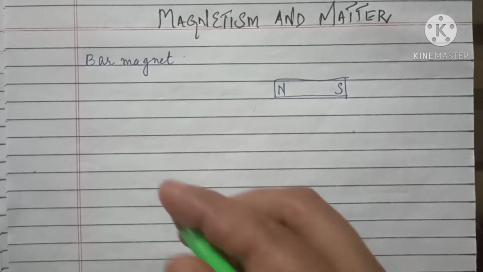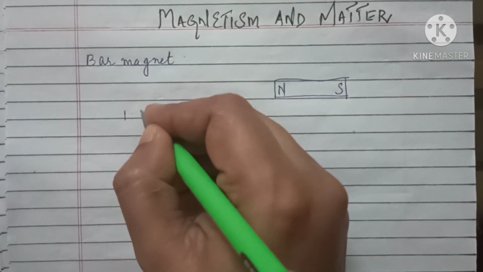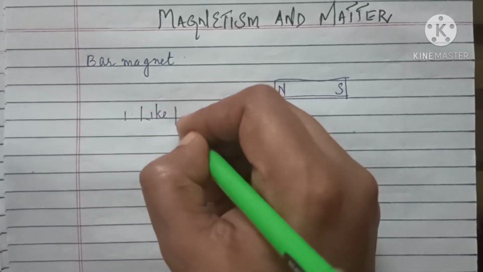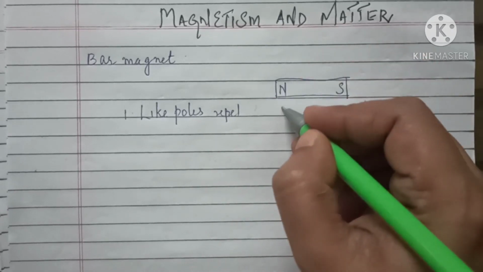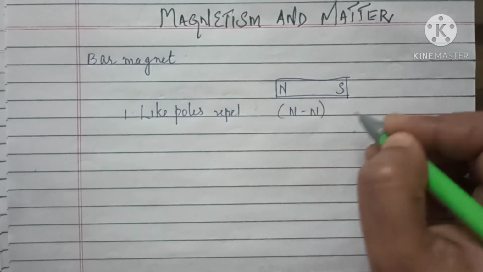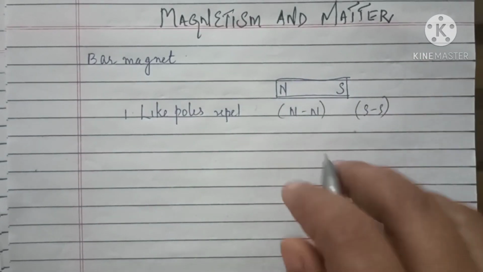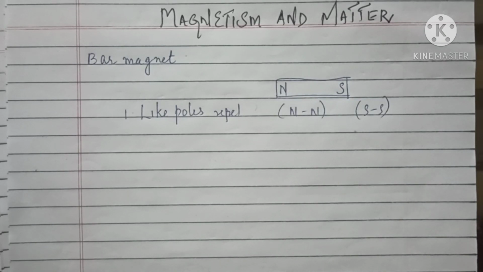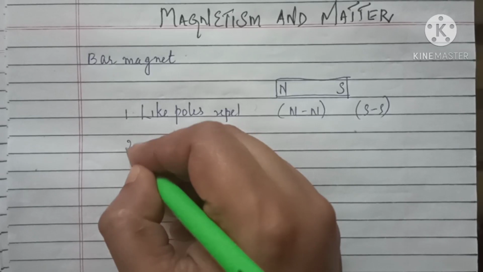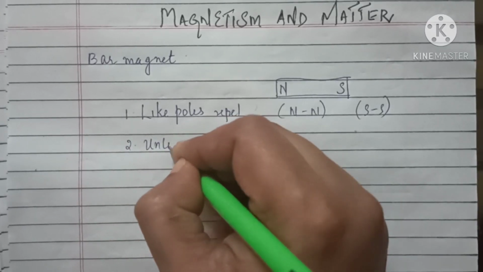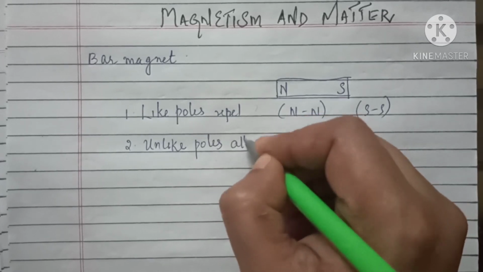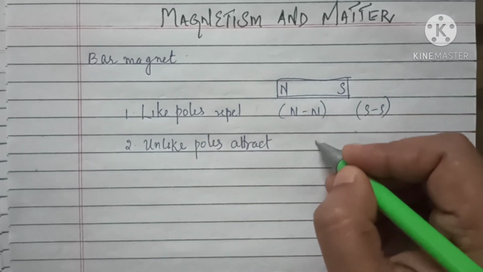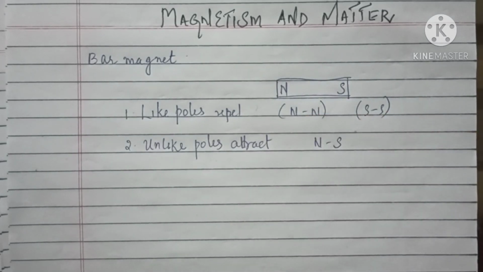Also the properties are, first of all, like poles repel. That means north and north, or south and south, will repel. Second property, unlike poles attract. North, south.